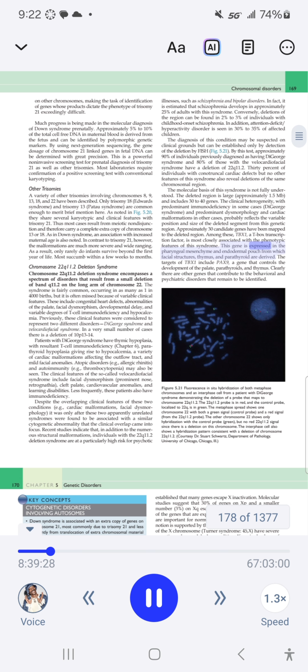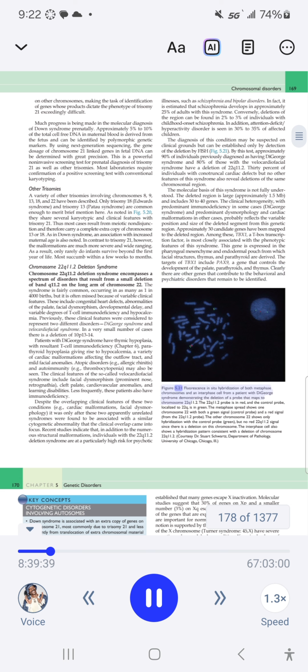This gene is expressed in the pharyngeal mesenchyme and endodermal pouch, from which facial structures, thymus, and parathyroid are derived. The targets of TBX1 include PAX9, a gene that controls the development of the palate, parathyroids, and thymus. Clearly, there are other genes that contribute to the behavioral and psychiatric disorders that remain to be identified.